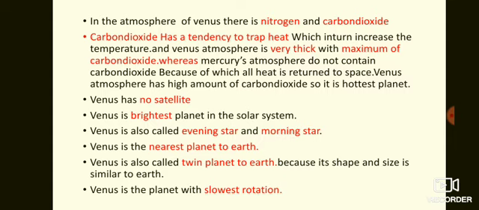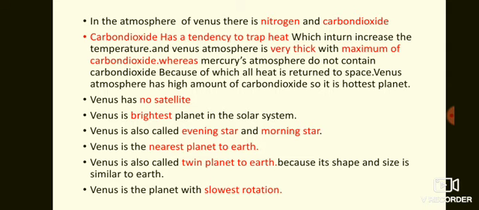Venus has a thick atmosphere which contains the maximum amount of carbon dioxide, and even nitrogen is there, but in a small amount compared to carbon dioxide. The maximum amount of gas present in the Venus atmosphere is carbon dioxide. This gas has the ability to trap the heat that it gets from the Sun. So that is the reason why Venus is the hottest planet.